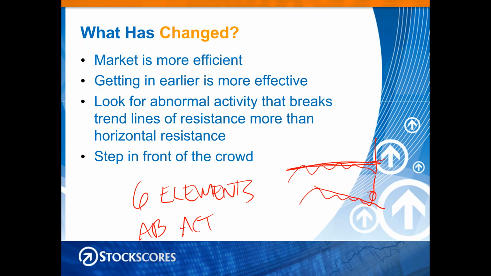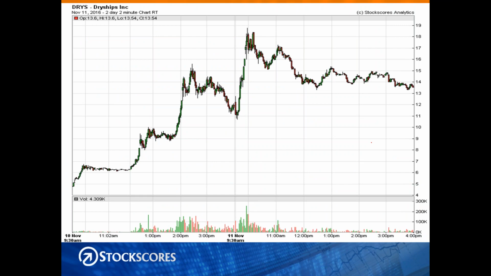Looking for abnormal activity that breaks trend lines of resistance is now more important than horizontal resistance. I know some of you are repeating this course. Maybe you took my course 10 years ago. That would be the biggest difference that I do today, is that I don't wait for the breaks of the horizontal resistance. I look more for the breaks of trend lines of resistance. You want to just jump in a little bit more ahead of the crowd because the market has become more efficient.